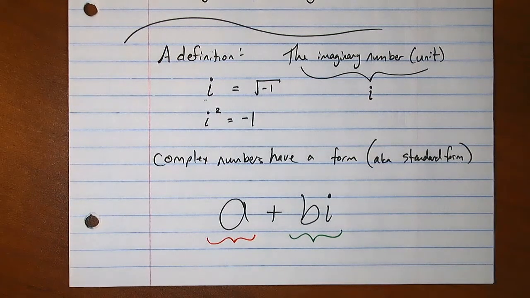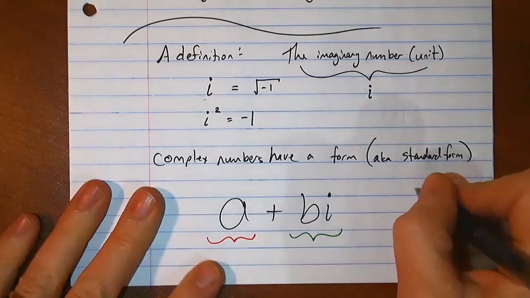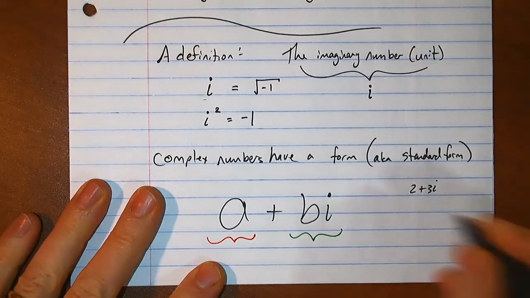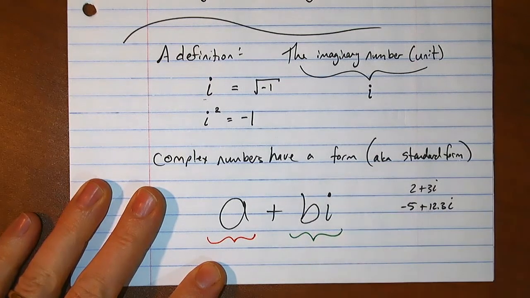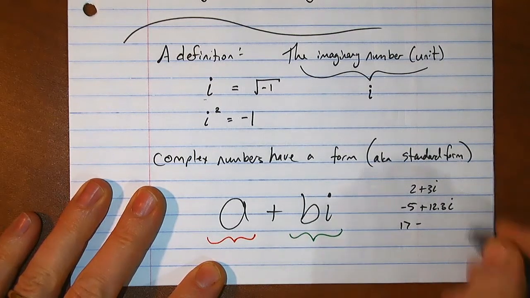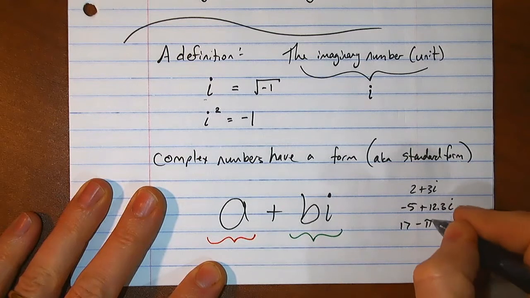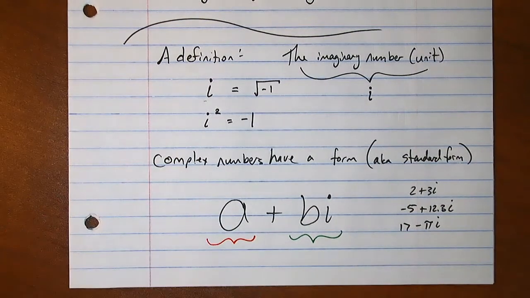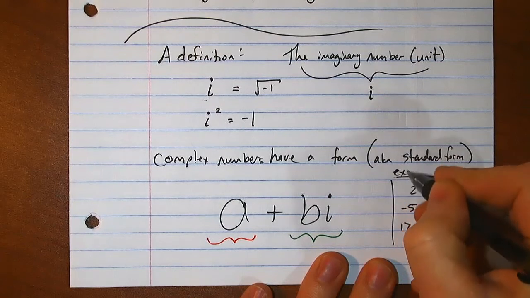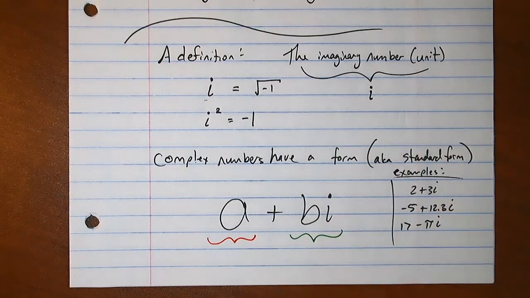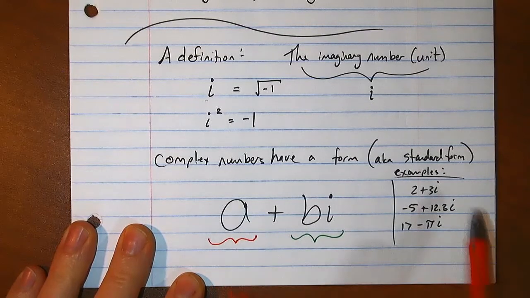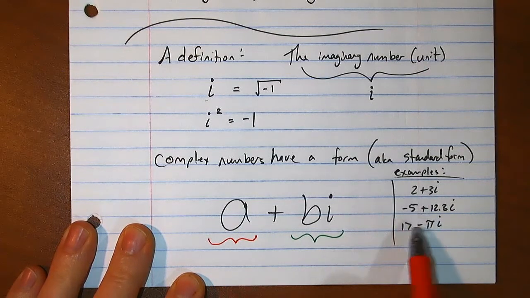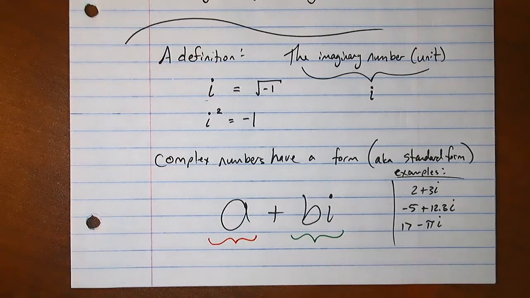And so this is the structure that things will look like. It could be like 2 plus 3i. That's an example. It could be -5 plus 12.3i. It could be 17 plus a negative, which would be like minus pi i. That would be weird, but that would be totally acceptable. So these are some examples of what they look like. You see, every one of those has two parts. The first part is the part where there's not an i. We call that A. So in the first one, we would say A is equal to 2. And in the next one we would say A is equal to -5, and so on and so forth.